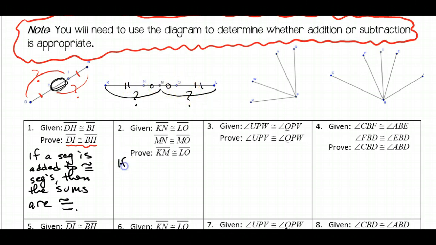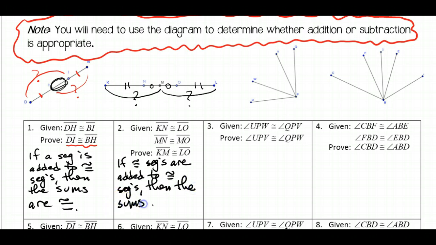So if congruent segments are added to congruent segments, then the sums are congruent. Make sure you write the sums are congruent, or when we get to differences, you write the differences are congruent. Don't just say then they are congruent, because that's not specific enough.